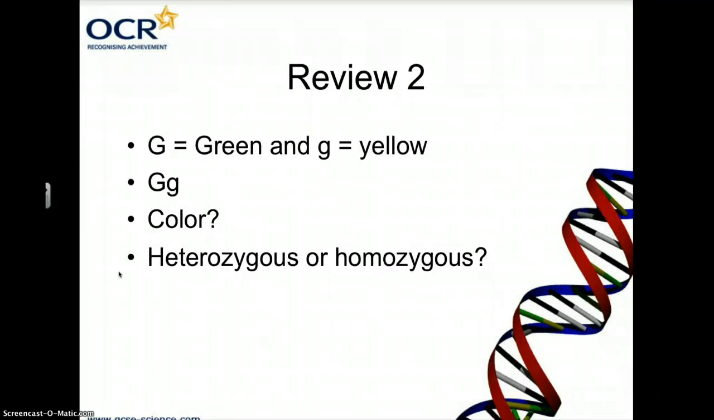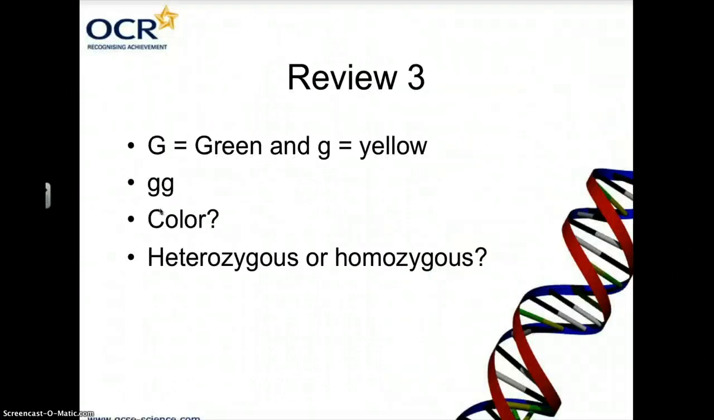So review page number 2. If I say big G is green and little g is yellow, and I say big G, little g, you should be able to tell me what color this flower would be, and if it would be heterozygous or homozygous. So go ahead and think in your head or write it down, whatever you want. All right, so the color would be green because it has a big G in it, and big G is green. It would be heterozygous because these letters are different.